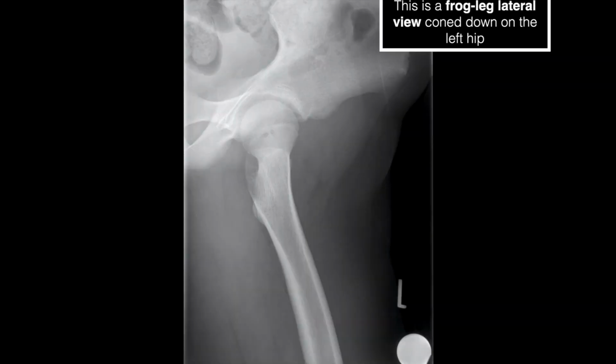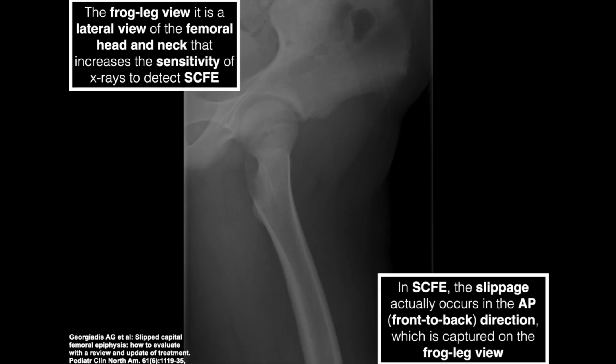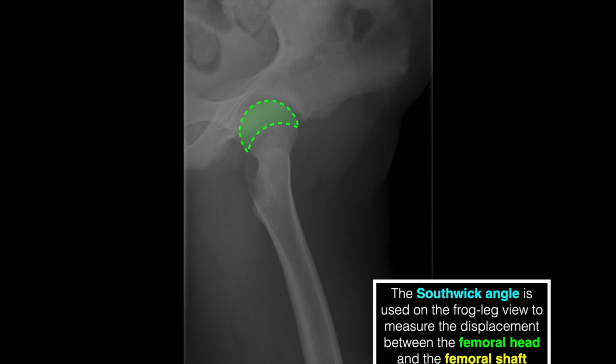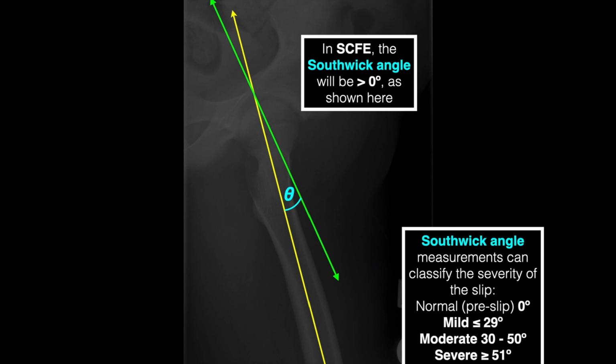This is a frog leg lateral view coned down on the left hip. The frog leg view is a lateral view of the femoral head and neck that increases the sensitivity of X-rays to detect SCFE. In SCFE, the slippage actually occurs in the AP front to back direction, which is captured on the frog leg view. The Southwick angle is used on the frog leg view to measure the displacement between the femoral head and the femoral shaft. In SCFE, the Southwick angle will be greater than 0, as shown here.